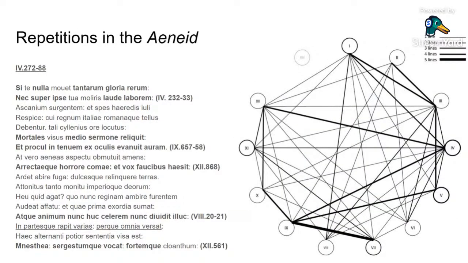So using this kind of n-gram tool, I was able to find 91 instances where full lines have been repeated across the Aeneid. The diagram on this slide shows where repetitions occur between books, with a thicker line indicating more repetitions, and circles in bold indicate where repetitions occur within the same book.